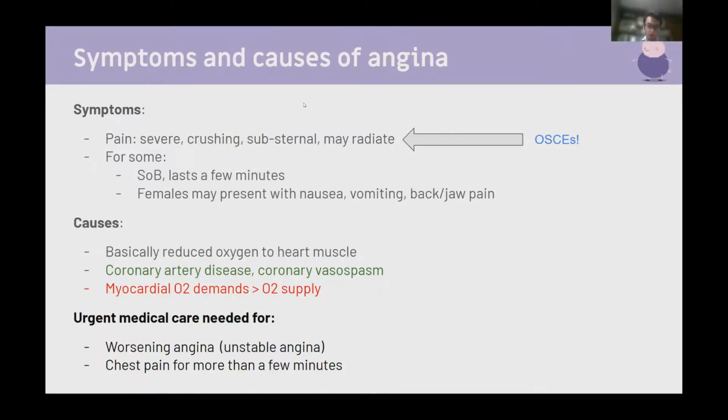Yeah, that's a great point. And often a clinical question you'll hear is, do you feel any chest pain, any shortness of breath when you walk up or down the stairs? And that's often screening for angina.